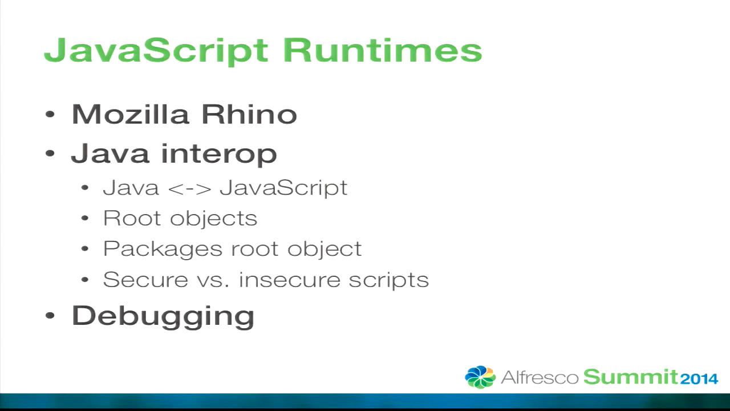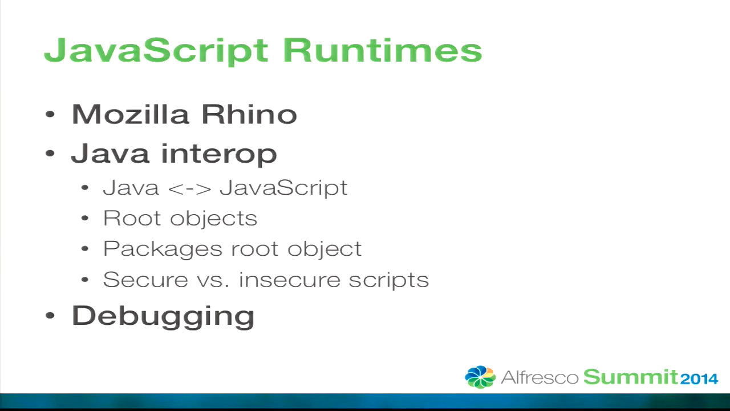One of the strange things with this runtime is there's a concept of whether the script is secure or insecure. With a secure script, you can basically do anything that Rhino will let you do, including using a root object called packages. And the packages root object will allow you to access anything in Java. I'll give you an example of that later, where we're going to dive in and access the Java API in a cool way. But that'll only work if your script is secure.